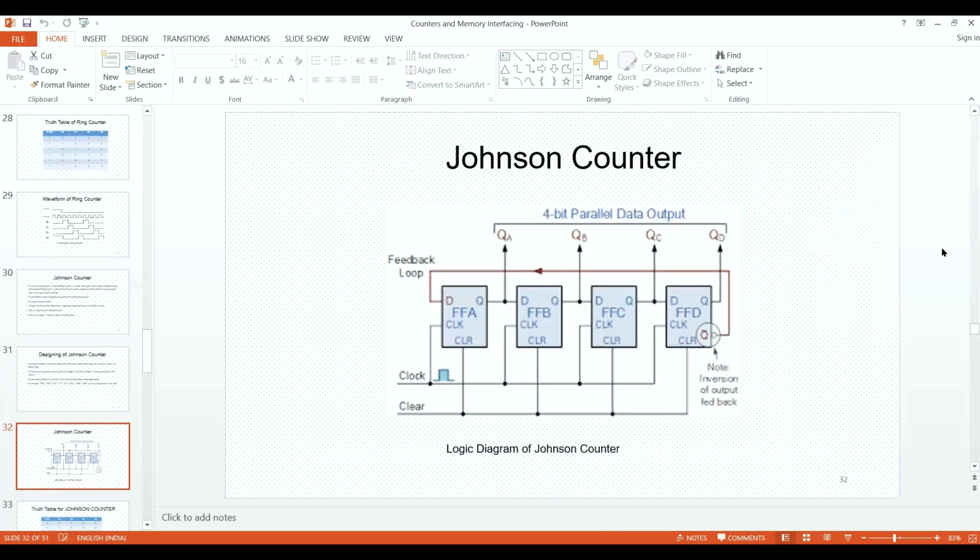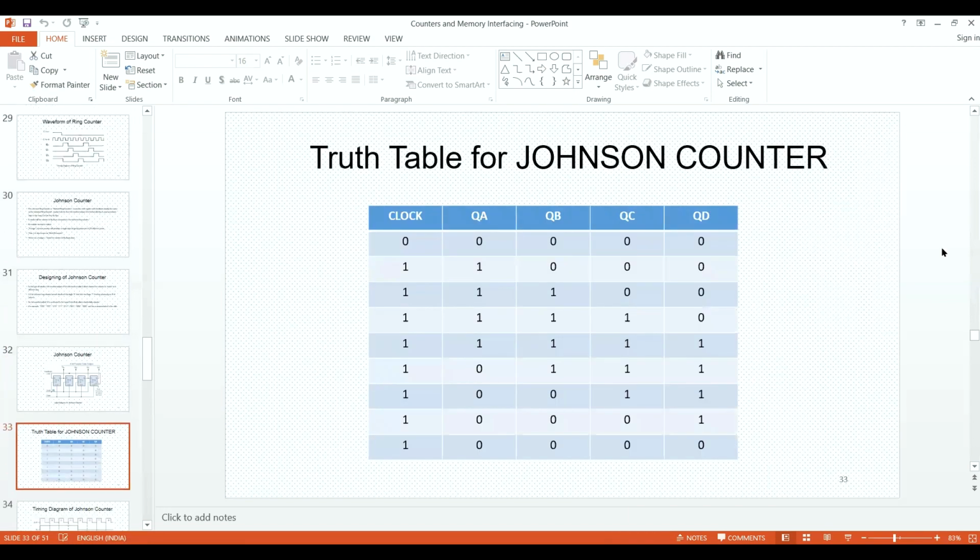Now you can see that in the Johnson counter, the 4 flip-flops are there. We are giving a clear signal and the inversion is given. Let's see the truth table now. Here no clock is there, so all the outputs are 0. When the clock is there, the same process is started. But when the clock pulse is again given, QA and QB are on.